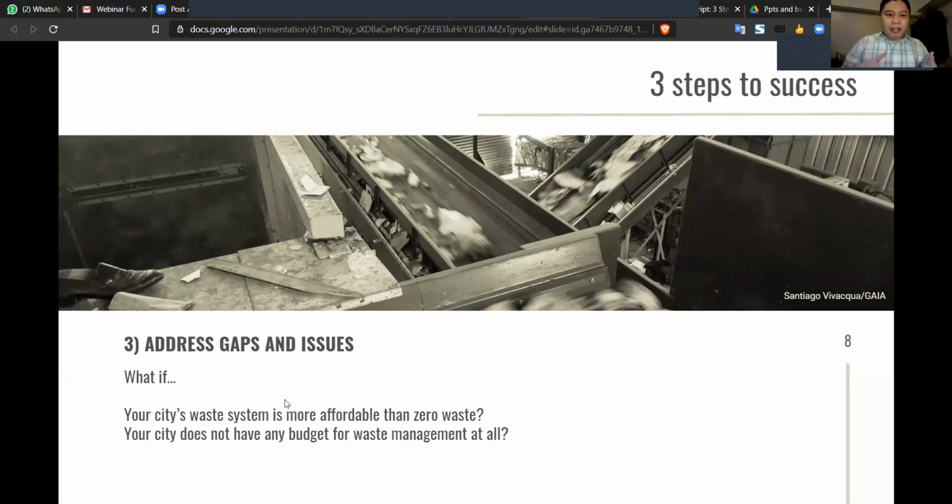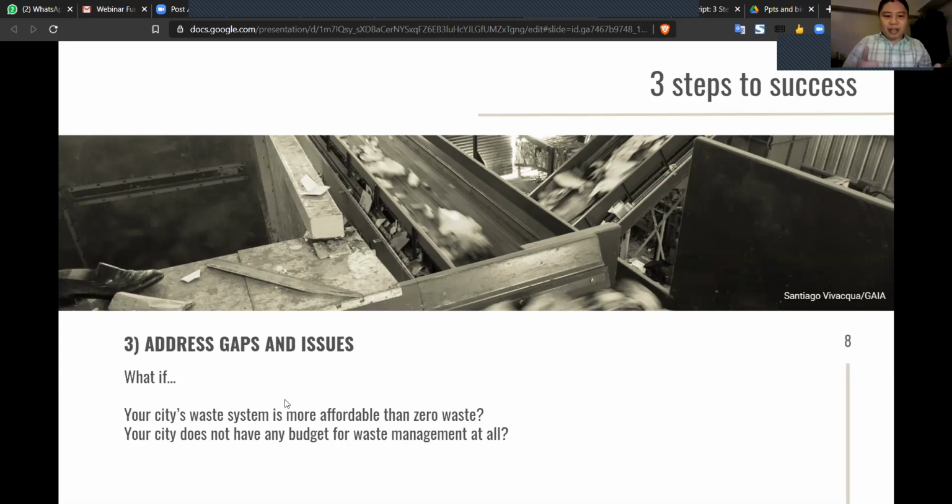And the idea here is we want to include all of these externalities so we can show local governments and cities that zero waste system tries to create a more holistic approach or perspective in terms of doing waste management or resource management.